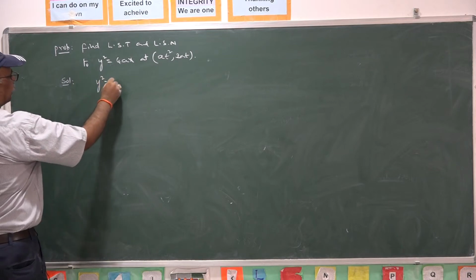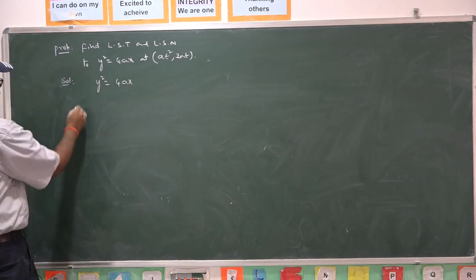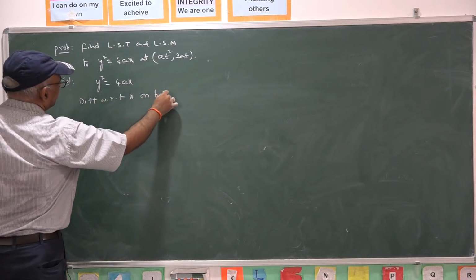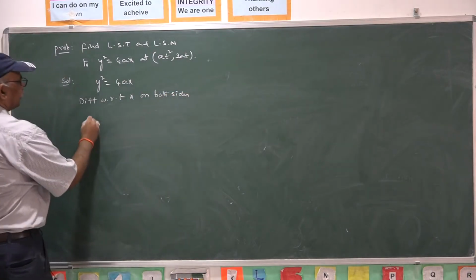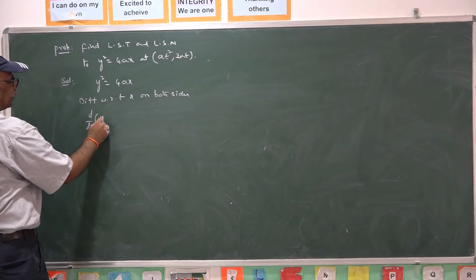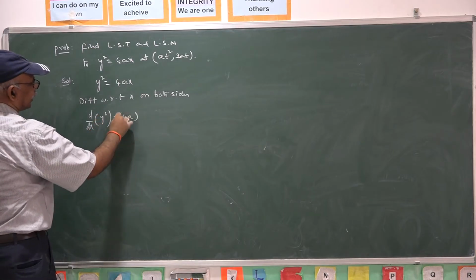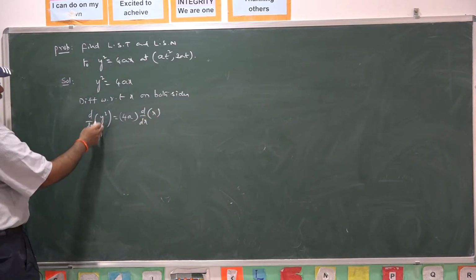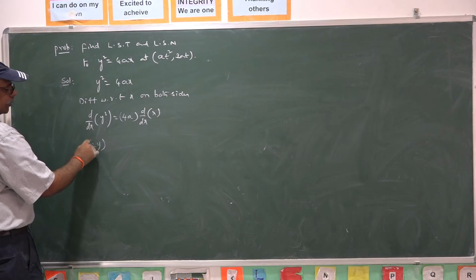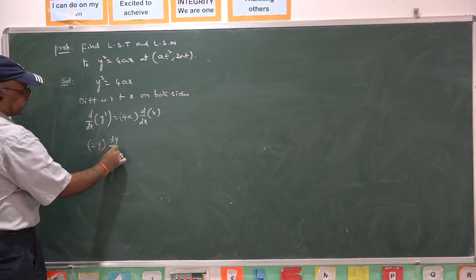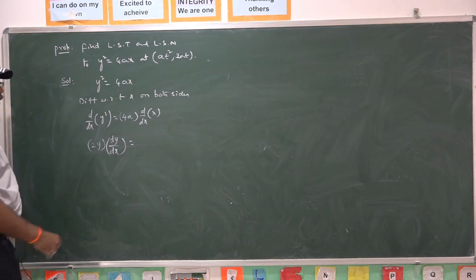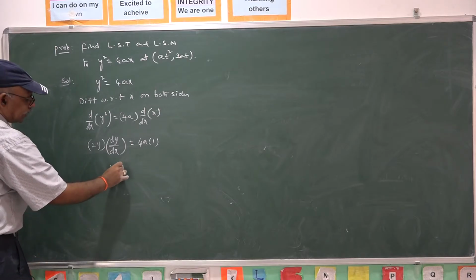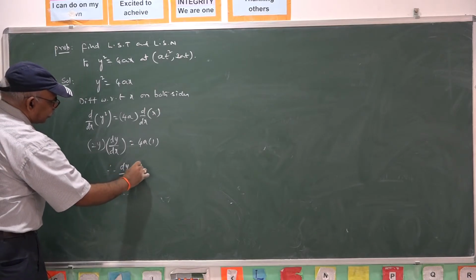Given curve is y square equal to 4ax. Differentiating with respect to x on both sides. d by dx of y square equal to 4a constant into d by dx of x. D by dx of y square means you have to differentiate y square with y and y with x. So, 2y dy by dx equal to 4a into derivative of x with respect to x, which is 1. Hence, dy by dx is given by 2a by y.